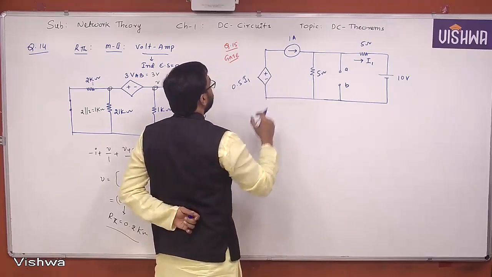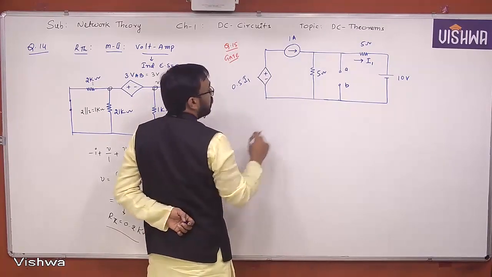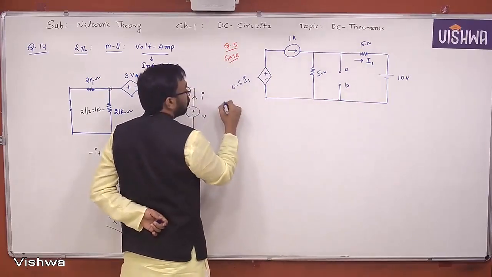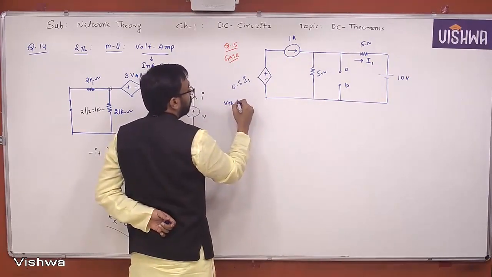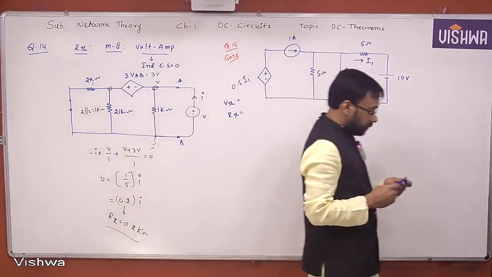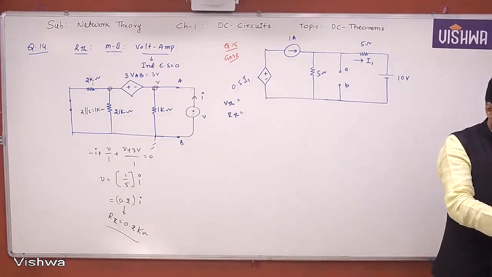Now let us look at question number 15. So this is what is actually being asked with respect to AB terminals: what is VTH and RTH? Let's find it. Very simple problem.